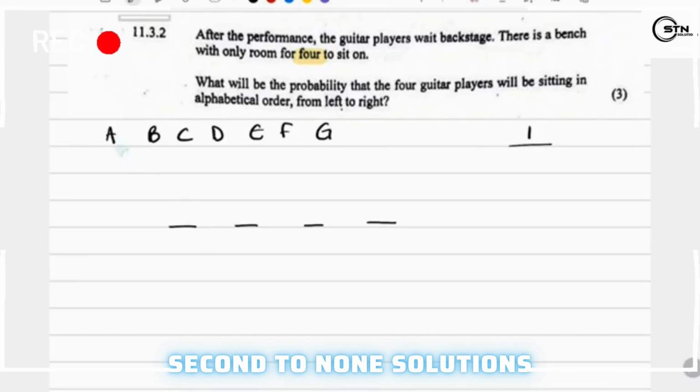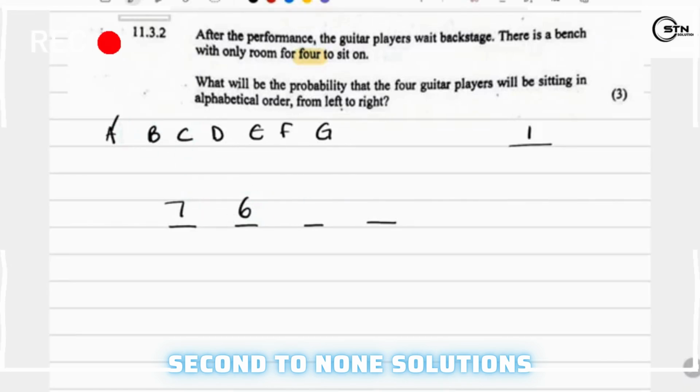So it means that there are literally 7 different choices of guitar players that could be seated in this first place. So that's 7 choices that we have there. Then, after that first person is seated, how many choices do we have? Who could be seated here? Since the first one is already seated, you'd only have 6 choices of guitar players who could sit here.